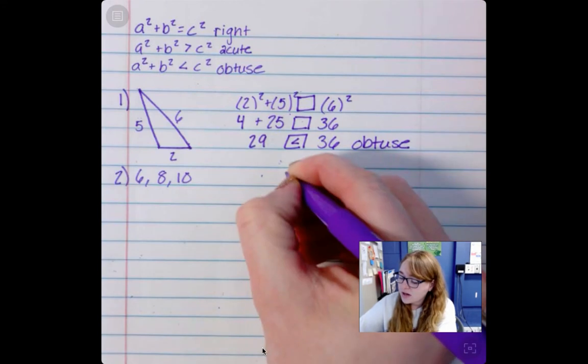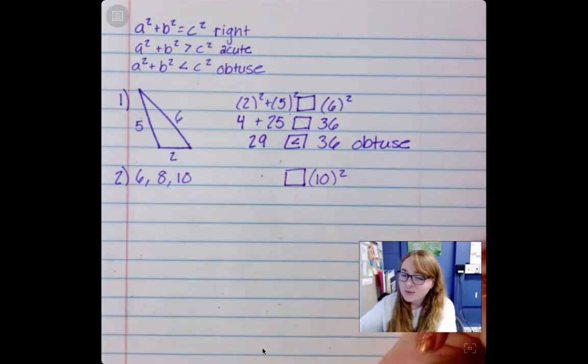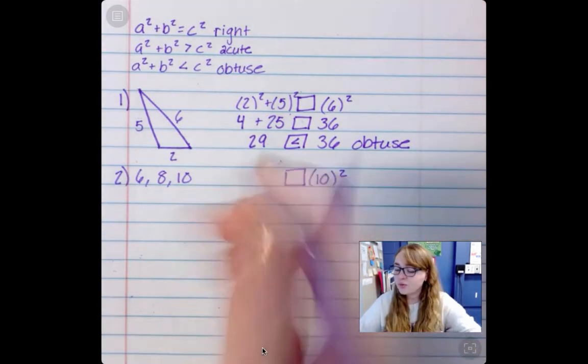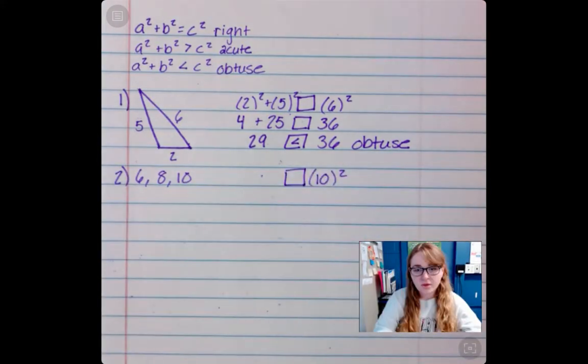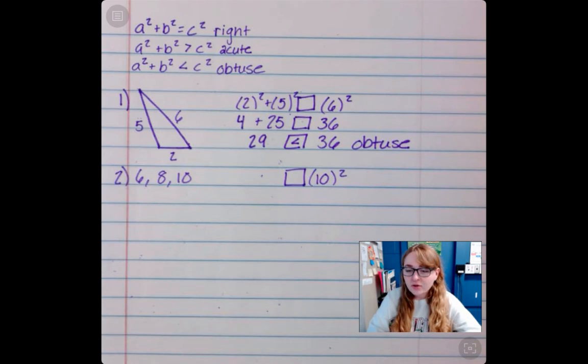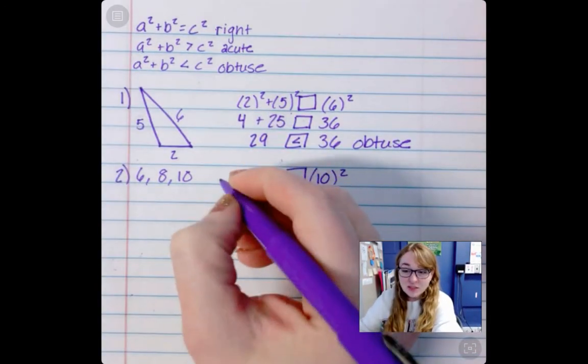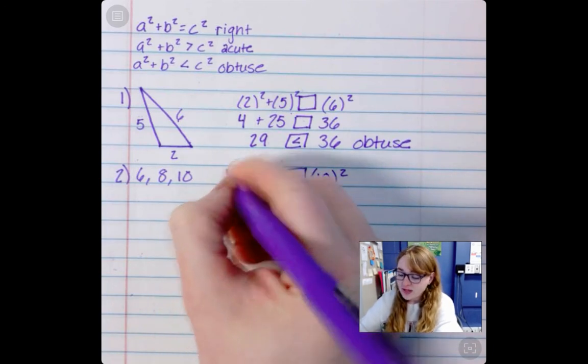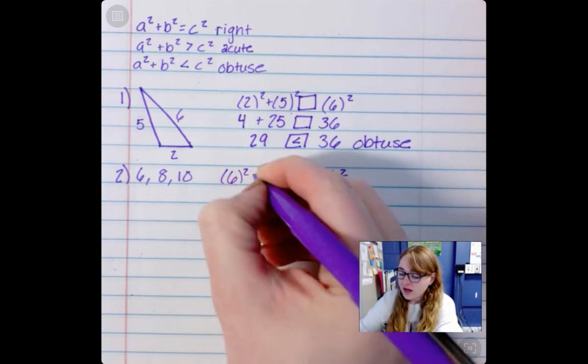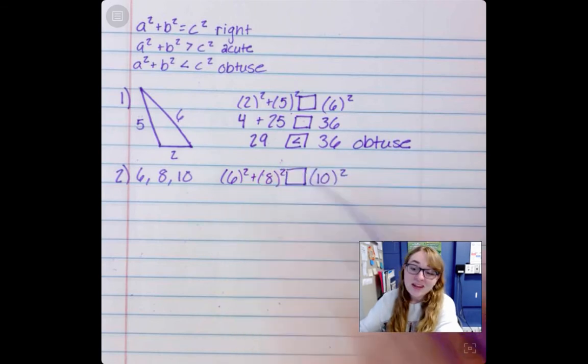So we have 10 squared. Again, we're going to stick with the box because we don't know if it's greater than, less than, or equal to. And then we have our 2 side lengths here. And then our remaining 2 sides are going to be our A and our B. Again, it does not matter which one goes in for A and which one goes in for B. So I'm going to pick 6 to go in for A and 8 to go in for B.